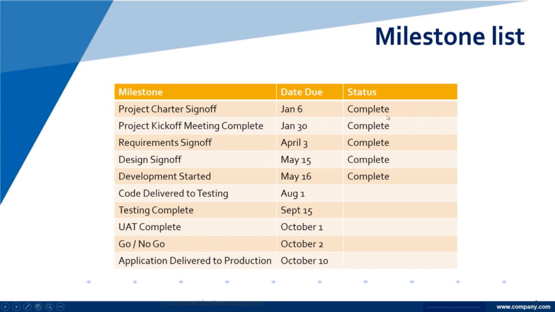It's complete. Then we have the kickoff meeting, January 30th. It's complete. Requirement sign-off was April 3rd. It's complete. But there's a gap. There's a gap between each milestone. That doesn't mean nothing is happening. It means that activities are happening, but they're not looked at from a milestone perspective as significant enough to draw a line and say, we've gotten it done.